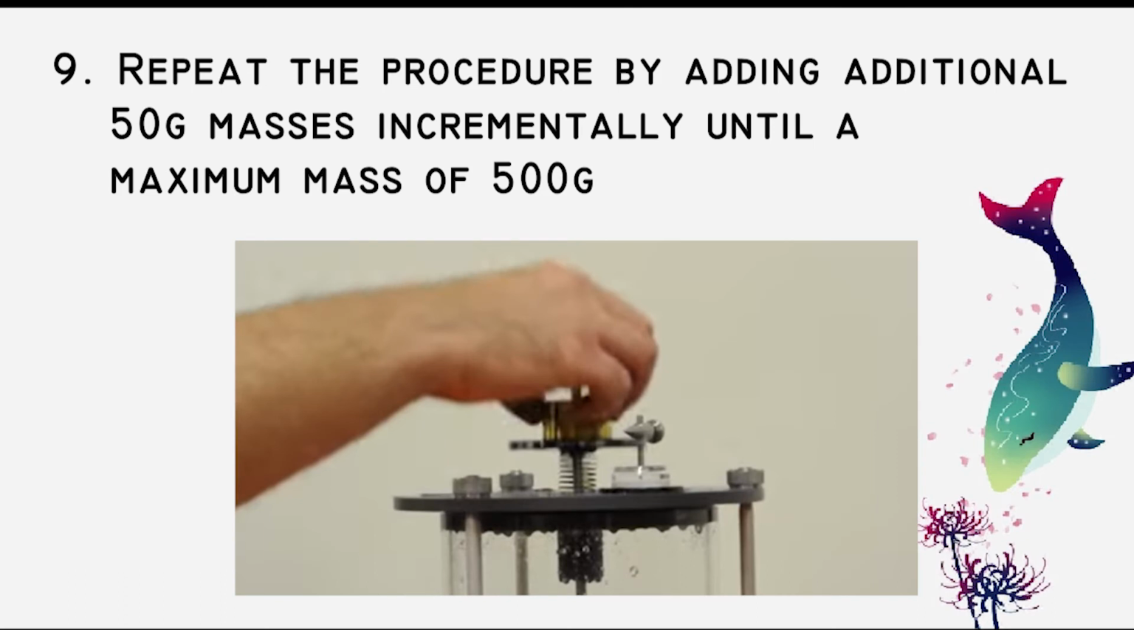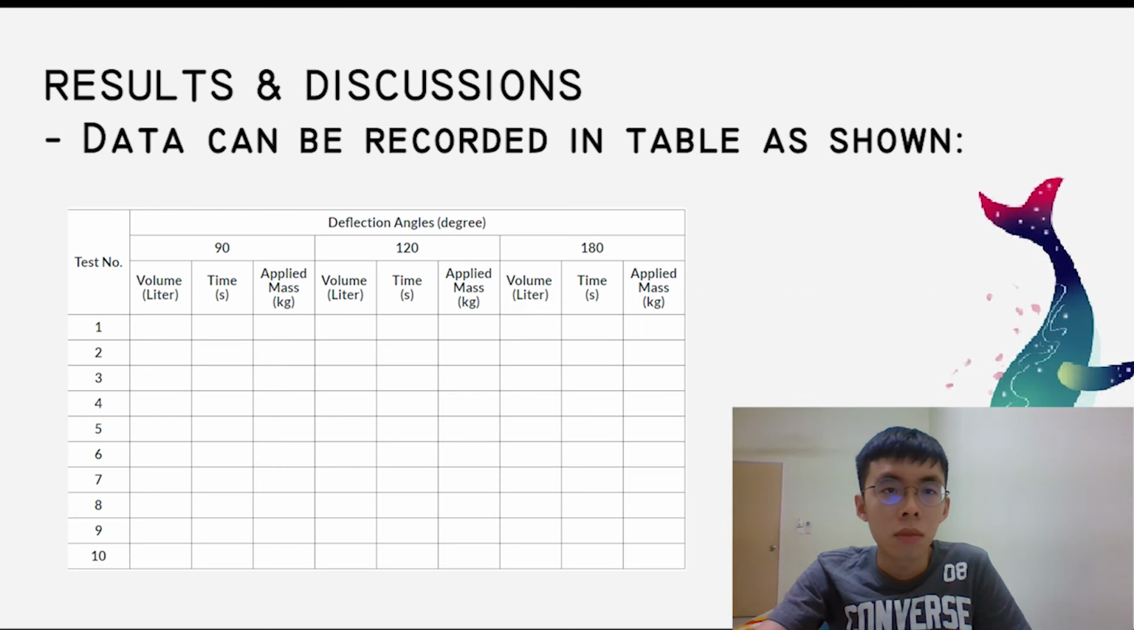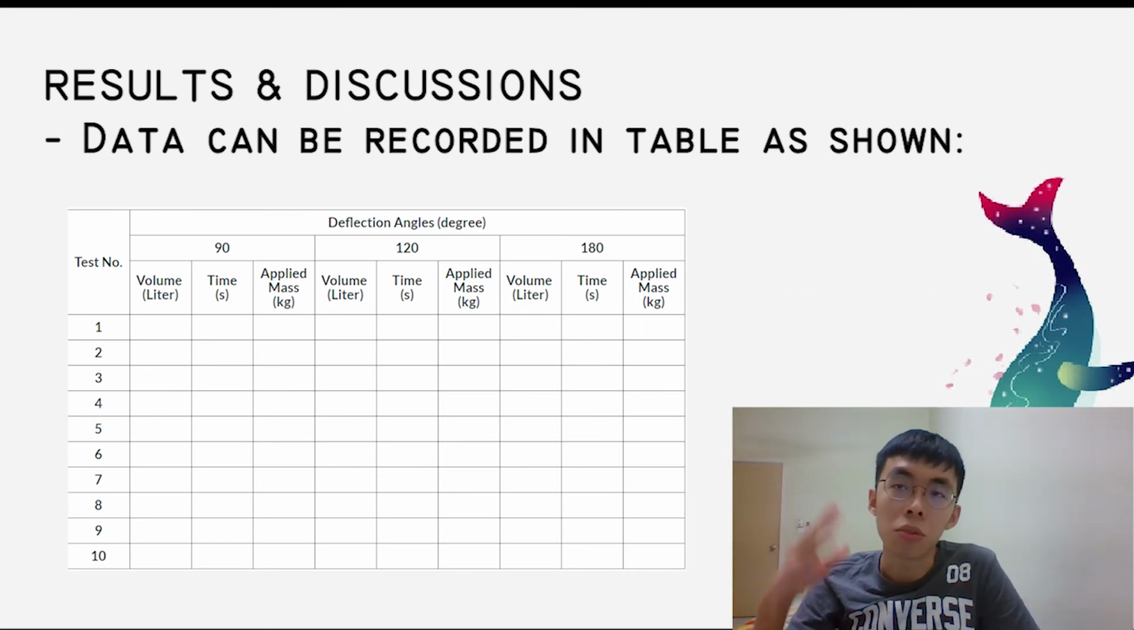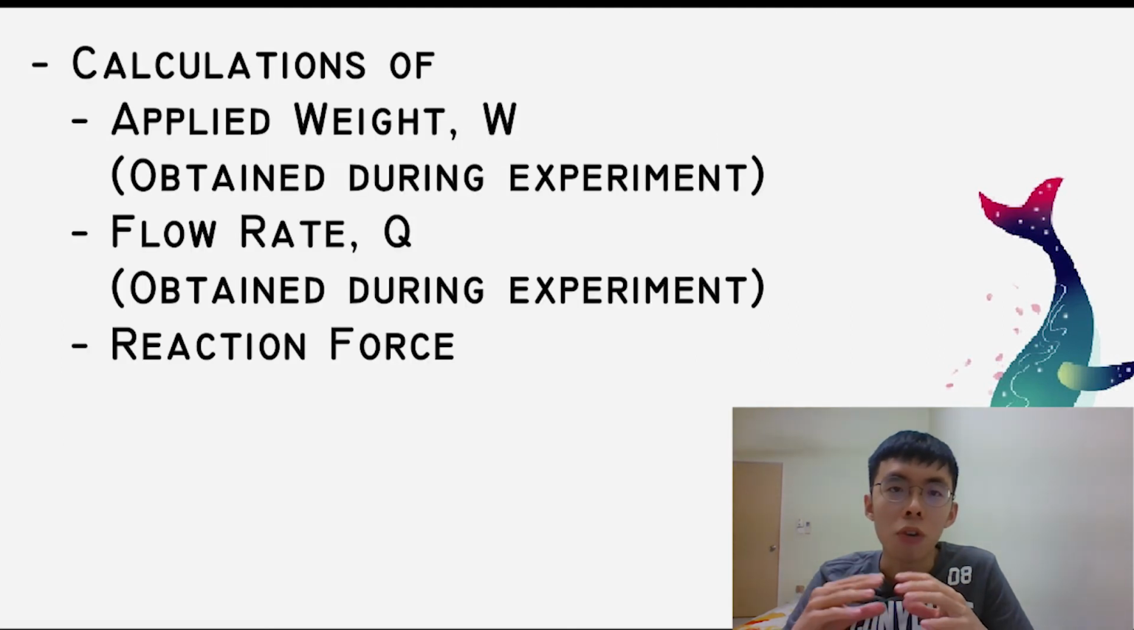Repeat the procedure by adding additional 50-gram masses incrementally until a maximum mass of 500 grams. We can even simulate jet deflections at different angles using different flow deflectors. The data of the experiment can be recorded in a table, example as shown. From there, we can carry out the calculations for applied weight, flow rate, and the reaction forces.